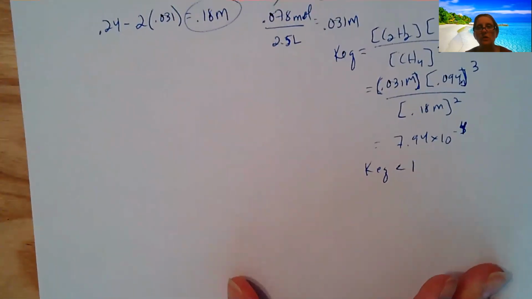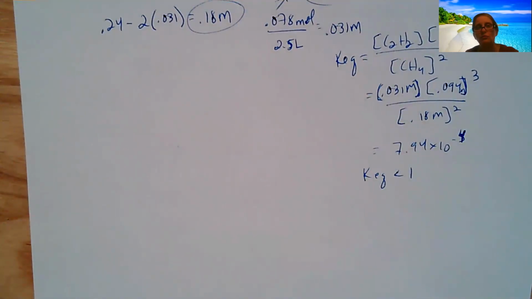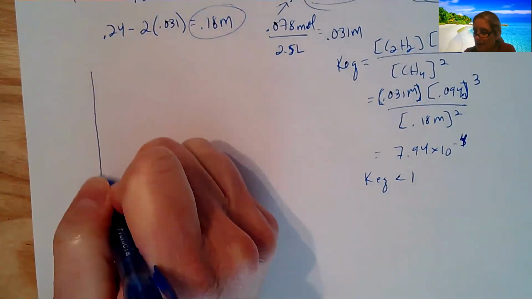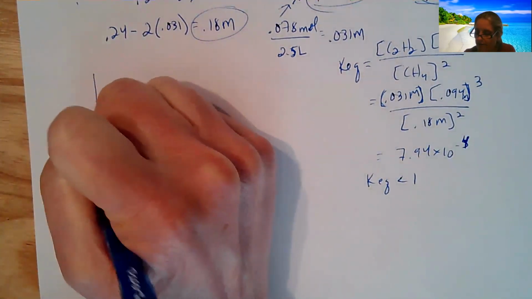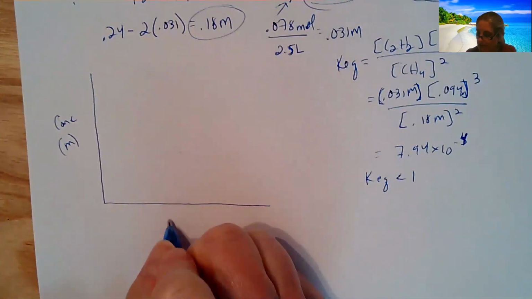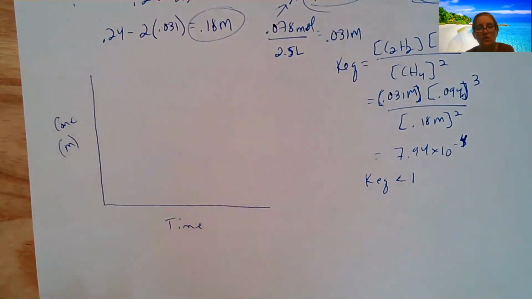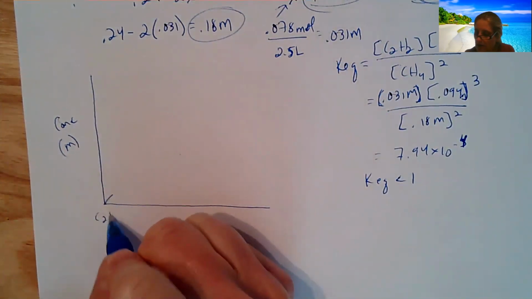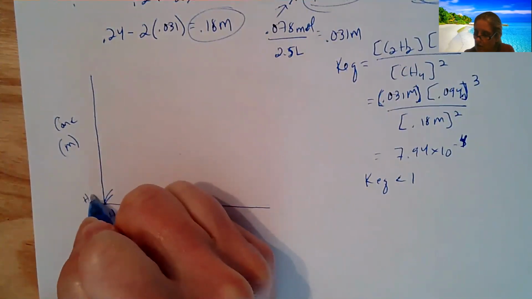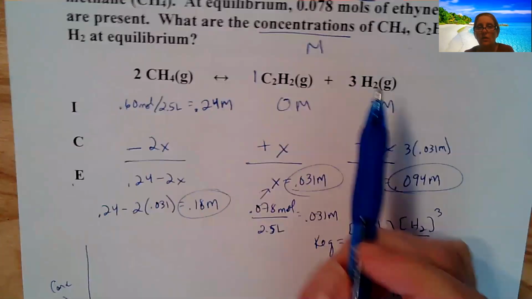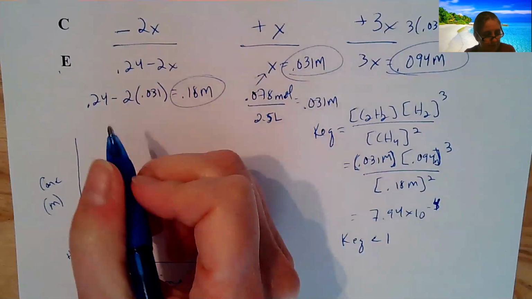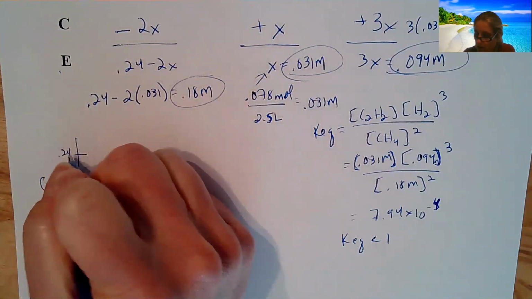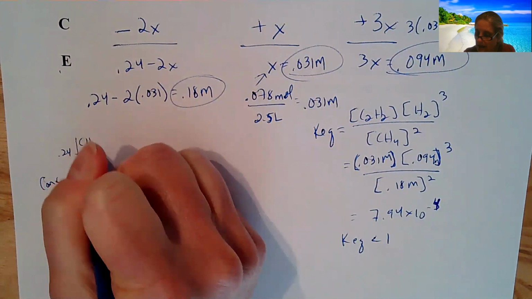Now, typically what we do with this information is we show some kind of graph to show what is happening with this equilibrium. With this graph, I have concentration on this side, and I have time on my x-axis. So concentration is always going to be in molarity. I have C2H2 and H2 starting at 0. Going back to the starting point, these are starting at zeros, and then I have 0.24 as my starting point for my CH4.